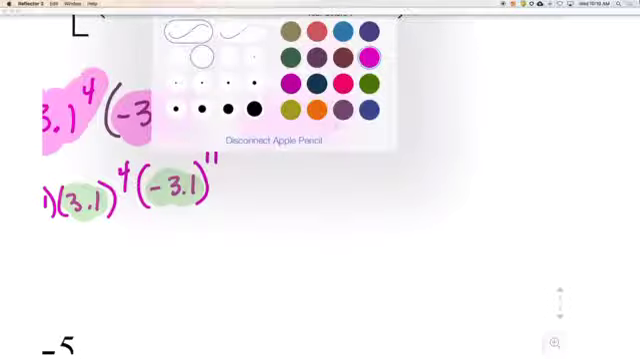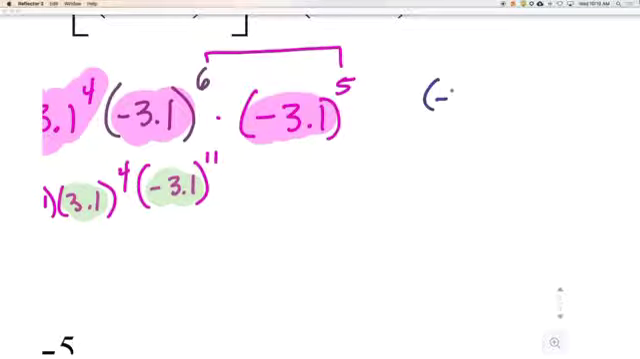Let's take a look at this right here. Let's look at negative 3.1 to the 11th power. Off to the side here, bench work. Is this answer going to be a positive or a negative number? Negative. It's going to be a negative number. Why so? Because it has an odd exponent. Yes. That is an odd exponent.